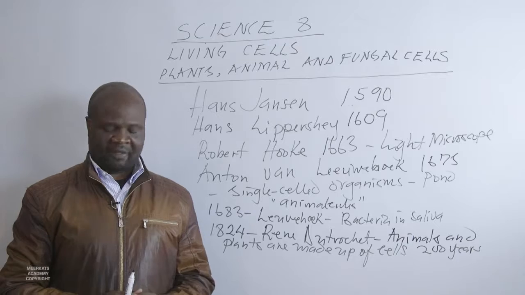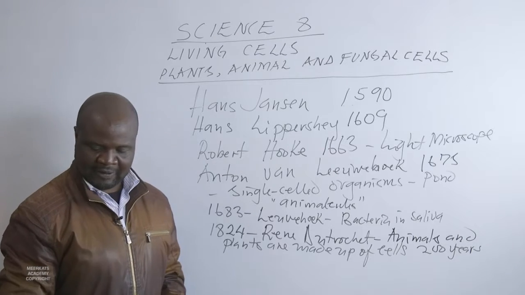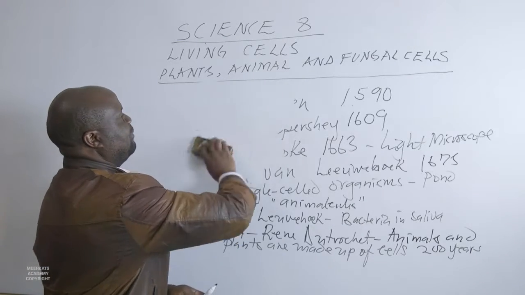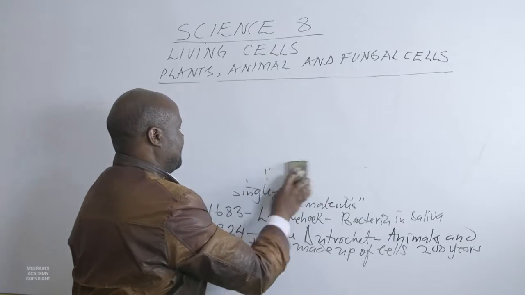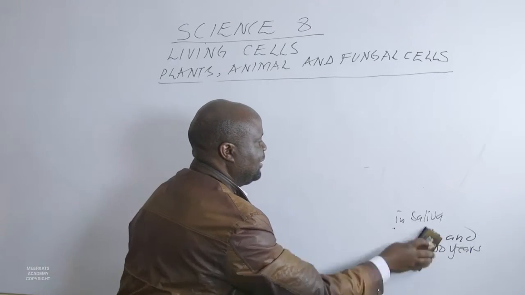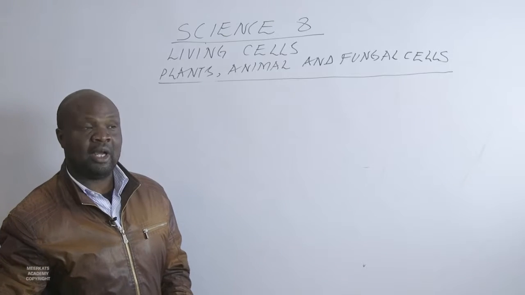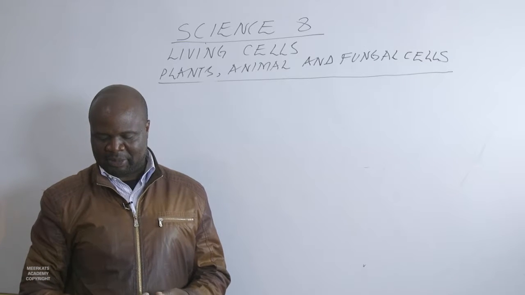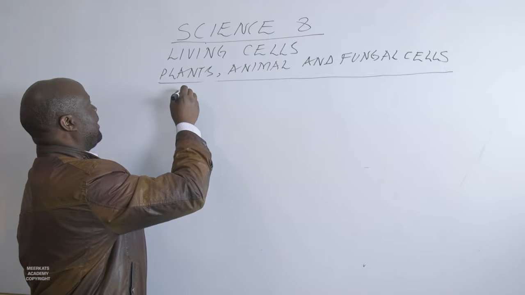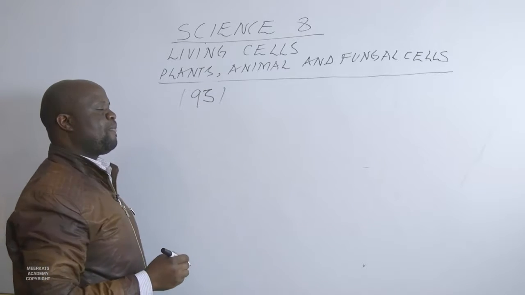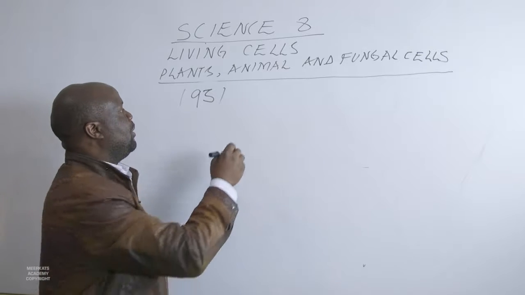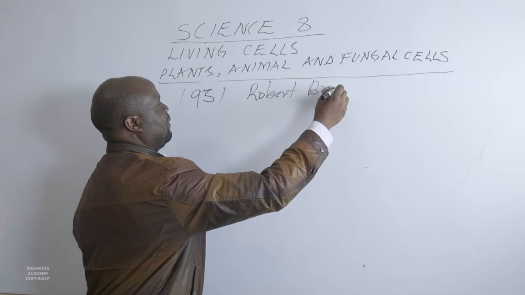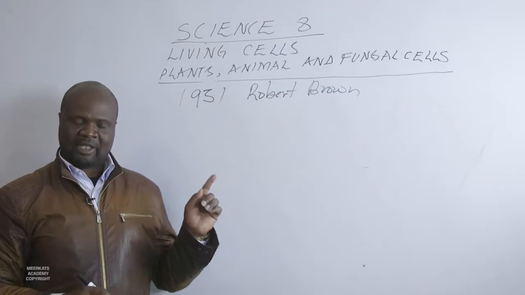And we are told that in 1831, we are told about a scientist called Robert Brown. Let us just have the history of how the study of cell, cell biology, started: how the cell was discovered and studied. So we better give these people their due respect. That was in 1831. So in 1831, a scientist by the name Robert Brown.